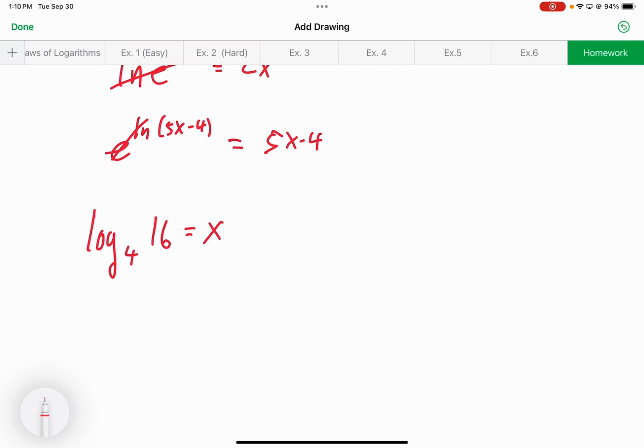The base, right? What does Meghan Trainor say? It's all about that base. I don't like that song. 4 to the x equals, and then we draw an arrow to the inside of that log, right? So 16. So the next is going to be what? Colin already told us, but it's going to be 2, right?